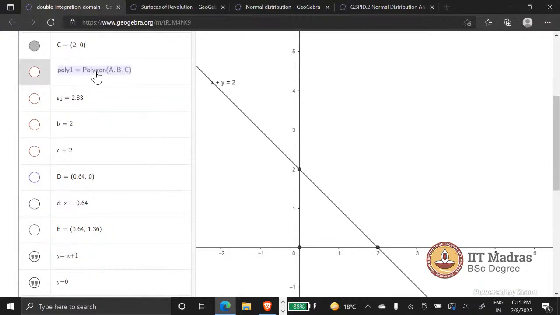Now we have like ABC. I'm just making this polygon here. So this is your region, that is x plus y less than or equal to 2, and x greater than 0, y greater than 0, right? This is the region that you see.